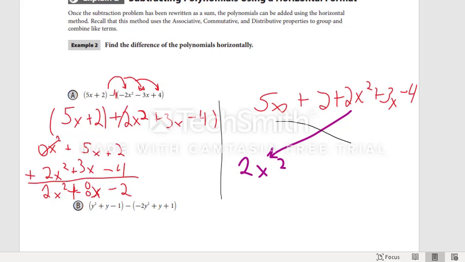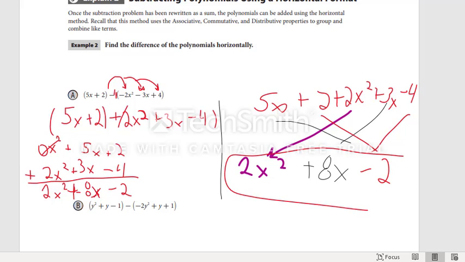All right, 5x and 3x, combine them. 5x plus 3x makes 8x. And our last set of like terms, our numbers, 2 and -4. 2 minus 4 makes -2. So both ways we should get the same answer. Whatever is easier and makes more sense to you. The key, be careful with those negatives.